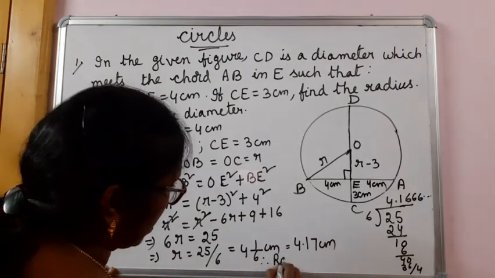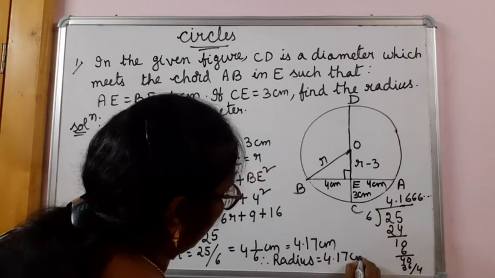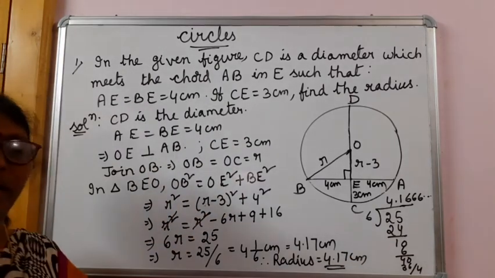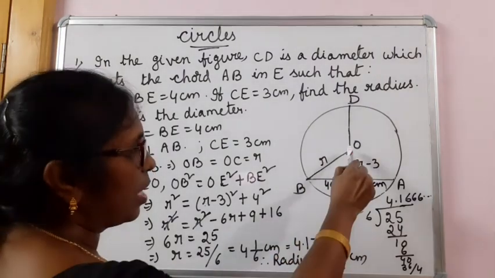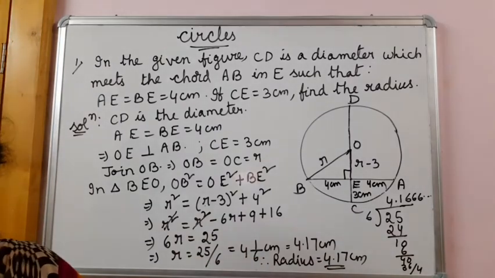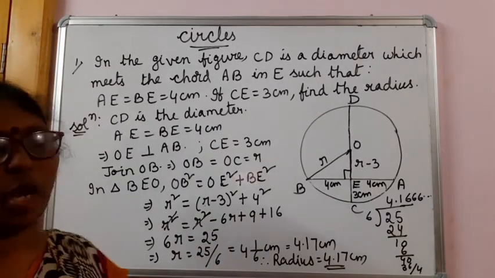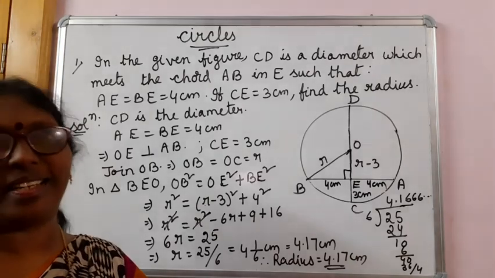The question is to find the radius. Therefore, the radius is equal to 4.17 cm. Only the trick lies here: you have to take this as R, so that OE will be R minus 3. If you get that much idea, very easily you will be able to do this. Very nice question. Okay? Thank you.